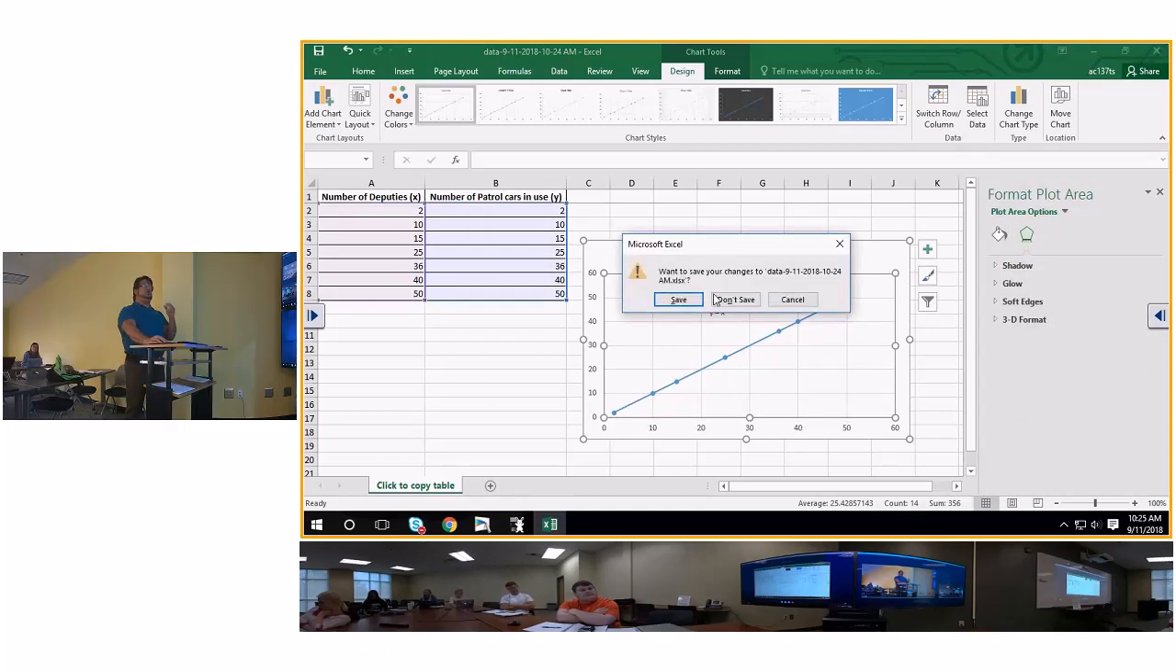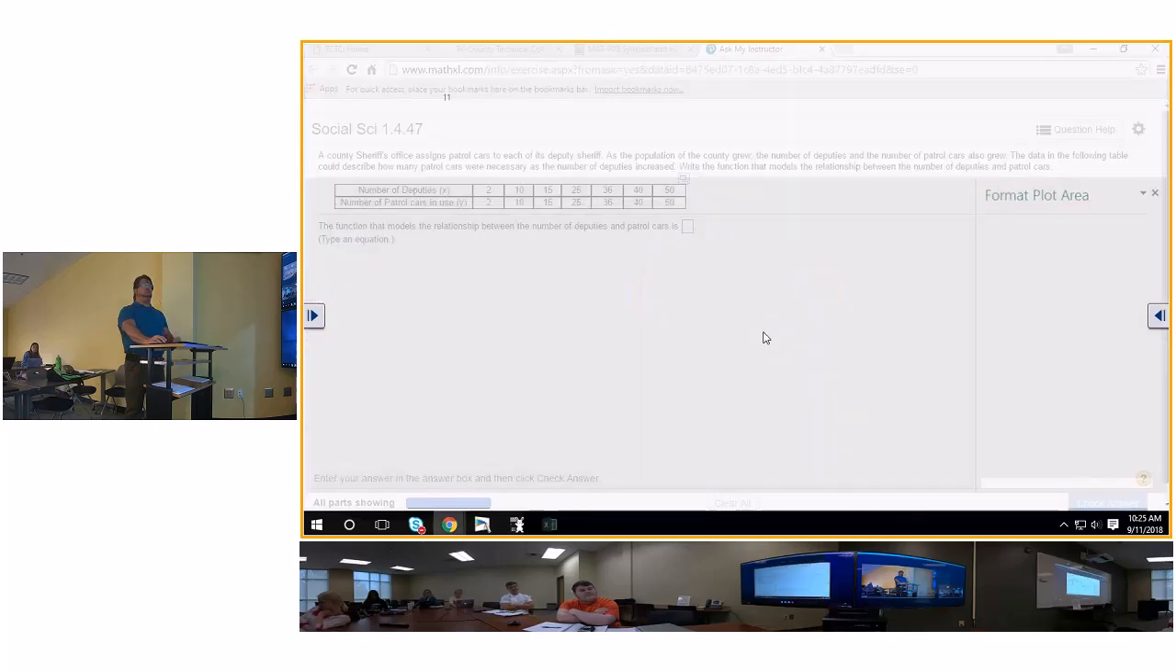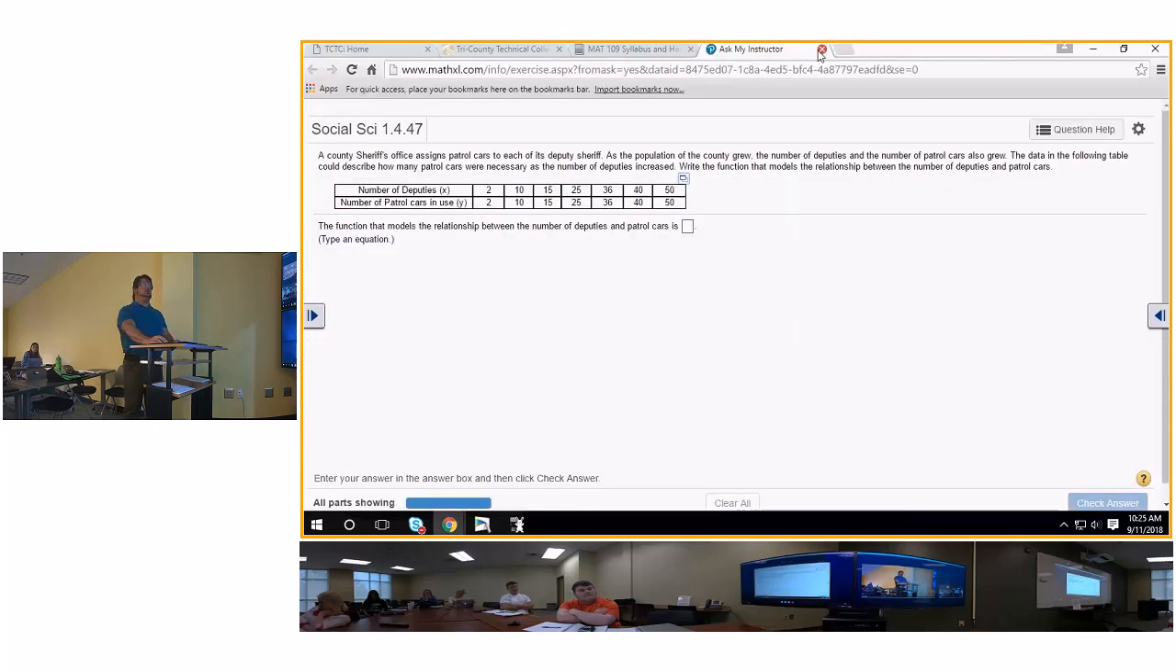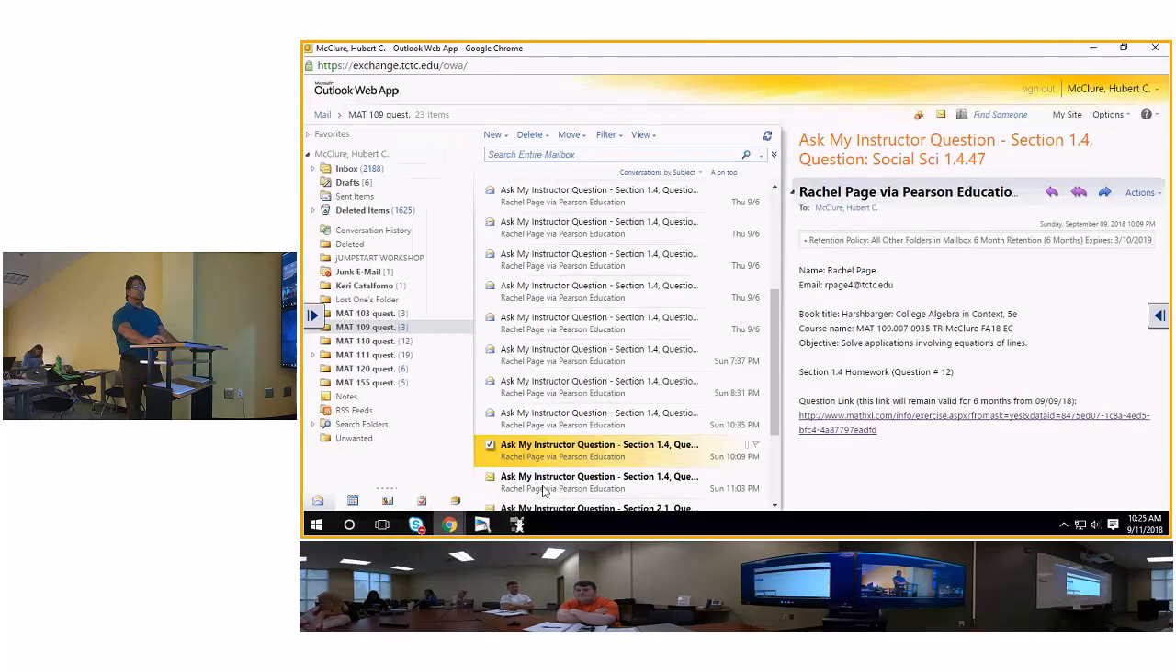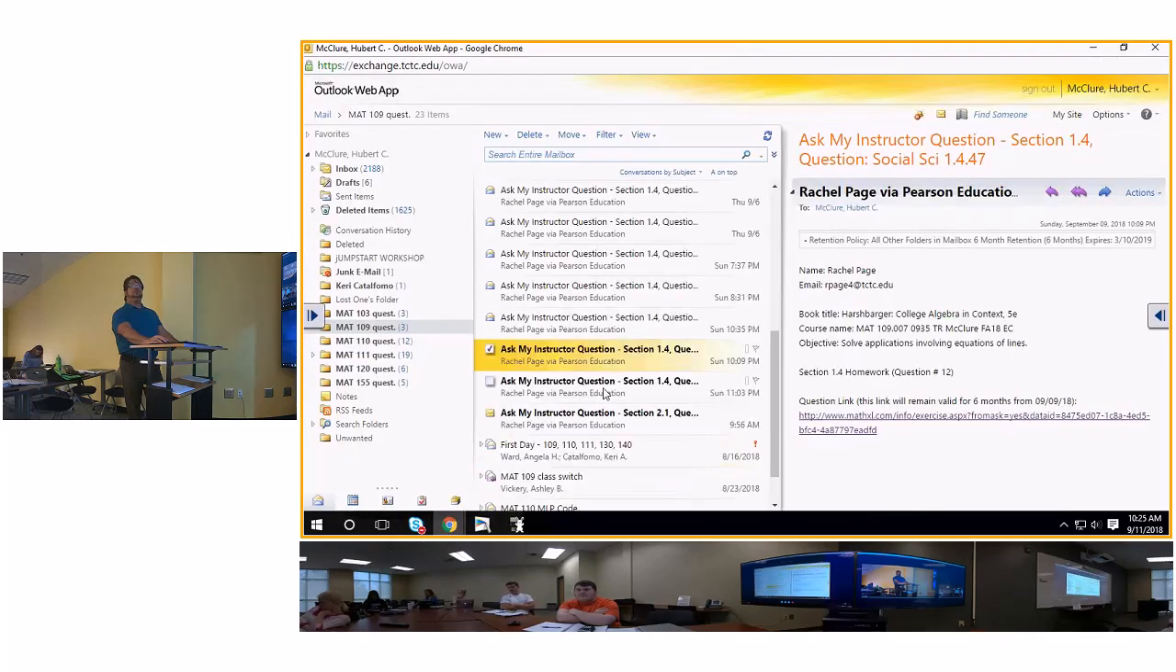Those of you that like to use Excel, I would much rather use Excel than a calculator. It's a whole lot easier to work on this board. And then you don't have to type in the points.